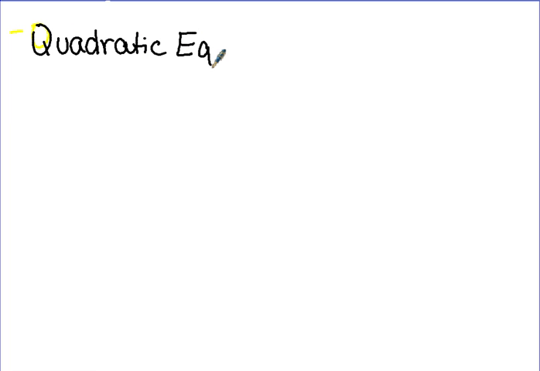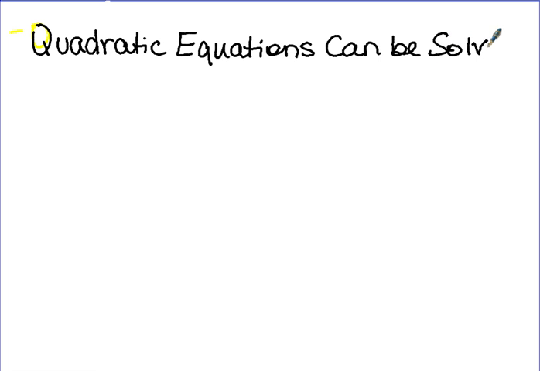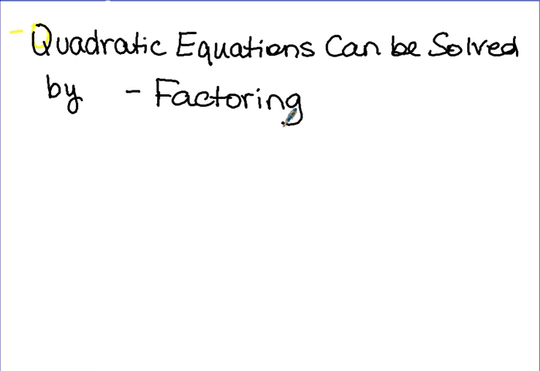All right, quadratic equations can be solved by different methods. The first method that we talk about is factoring. Okay, we factor into two binomial terms. If a quadratic equation cannot be factored, we solve it by completing the square.